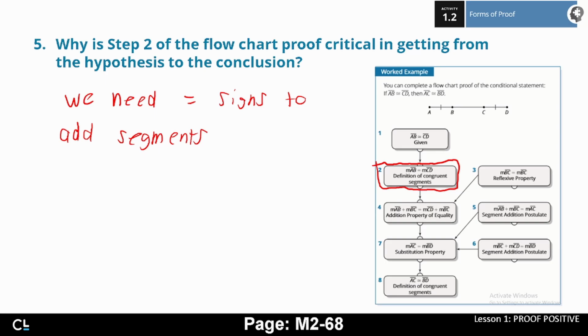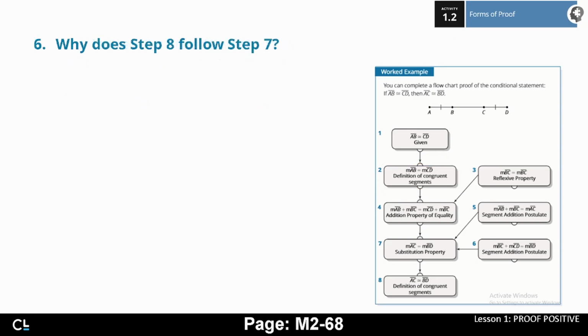So you need to use the equal sign in order to add things there. So that's why that step 2 is important. Next up, why does step 8 follow step 7, right? So 7, 8 right here. So it says, why does 8 follow 7? Why does it go this way and not the other way?